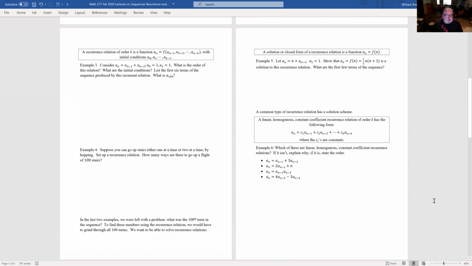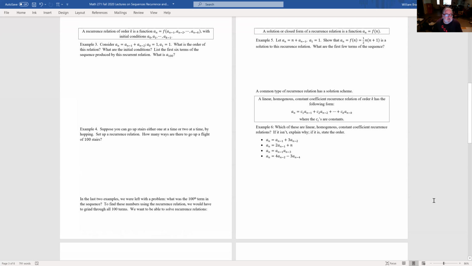So continuing on, we'll give you a definition of a recurrence relation. It's this with initial conditions. So here's a recurrence relation: An equals An minus 1 plus An minus 2. These are the initial conditions. The order of this is 2, because we go down to n minus 2. It's just telling me that each term can be defined in terms of the previous terms. The initial conditions are these two. They tell you what A0 is and A1 is.